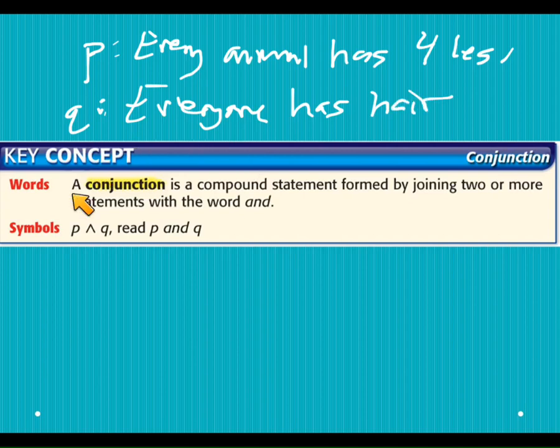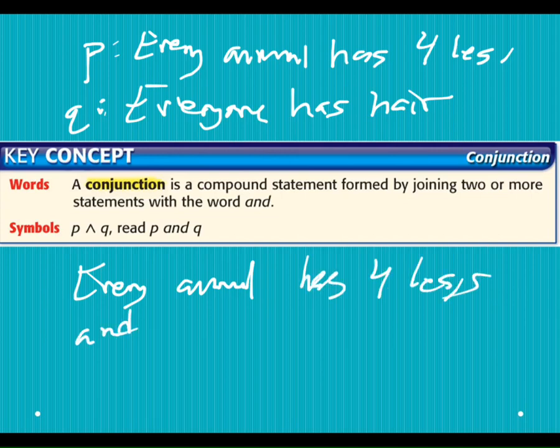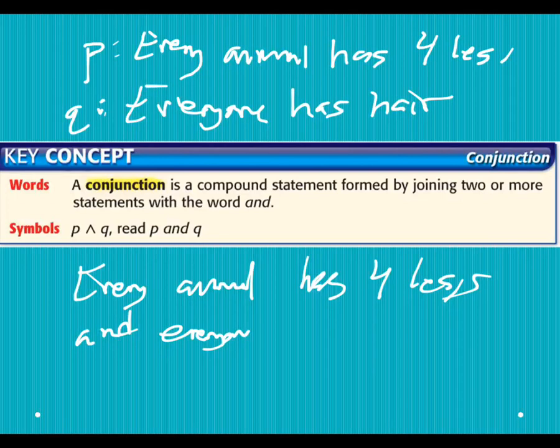So the compound of this statement, or the conjunction, would be P and Q. It would be every animal has 4 legs and everyone has hair. And that's represented by this symbol here. When you see this symbol, that means the word and, because we also have a downward pointing arrow, which means something else. So that's called a conjunction. Conjunction means the word and.